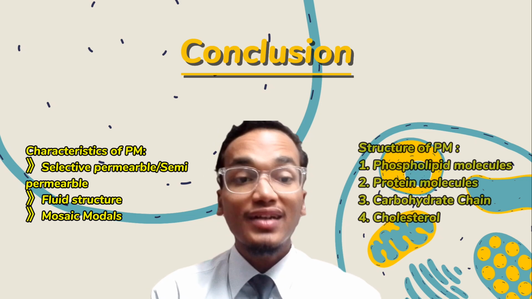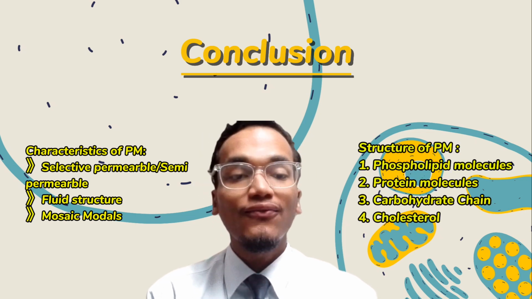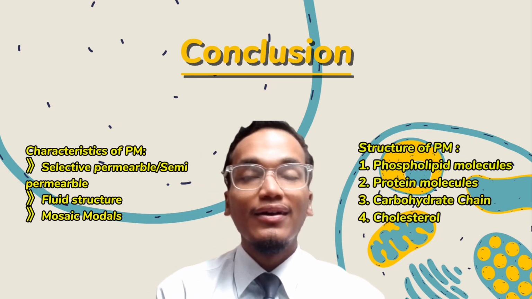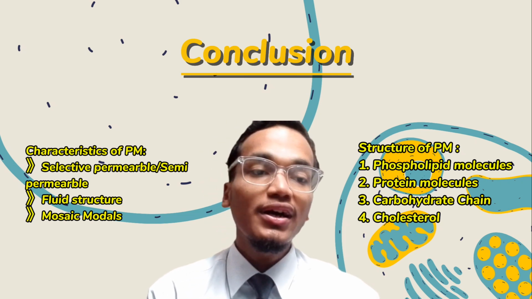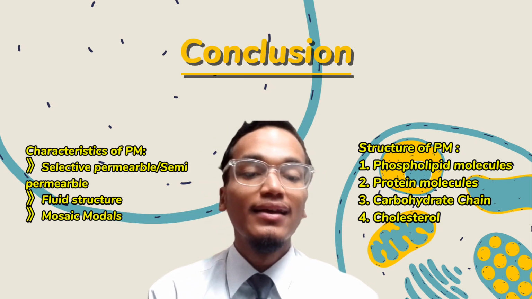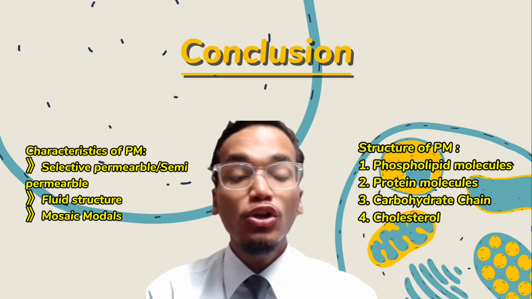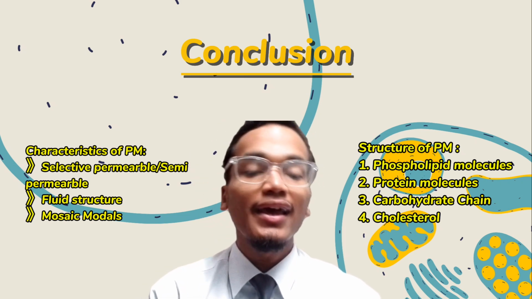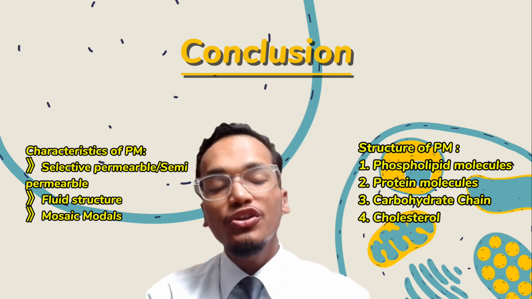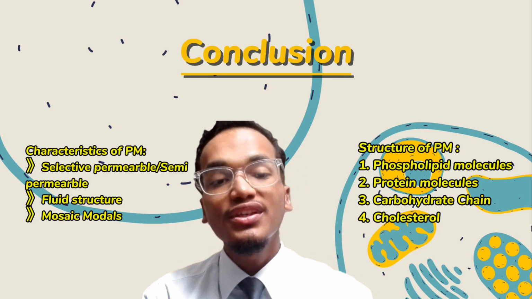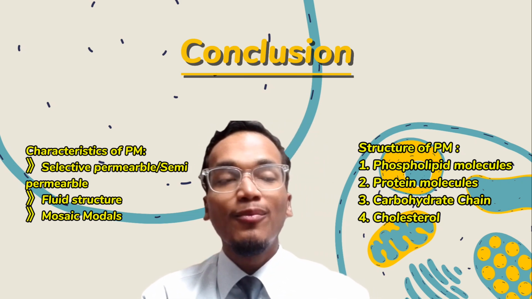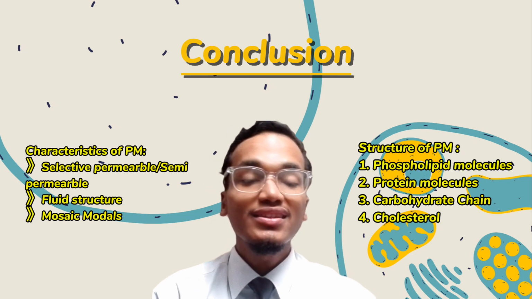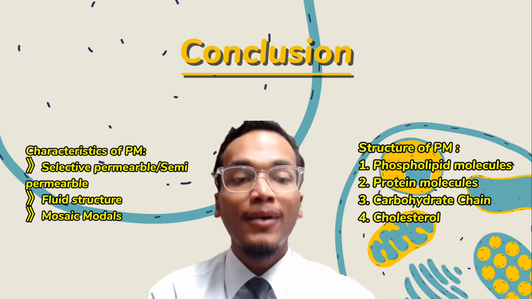Now let's move on to the structure. The plasma membrane has four types of structure. The first one is the phospholipid molecule that consists of a polar head and non-polar tail. The second structure is the protein molecule, which consists of carrier protein and also channel protein. The third molecule is the carbohydrate chain, which consists of glycoprotein and glycolipid. And lastly, the molecule is cholesterol that is inserted in between the phospholipid bilayer.